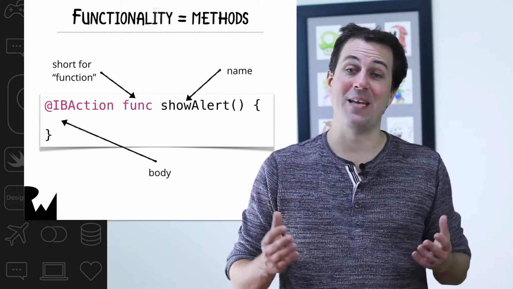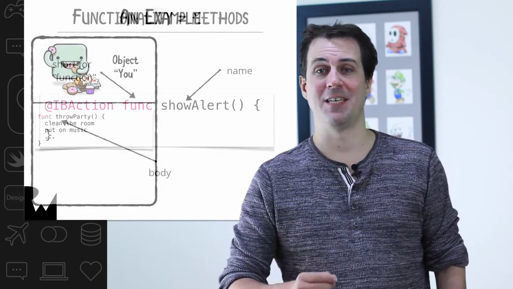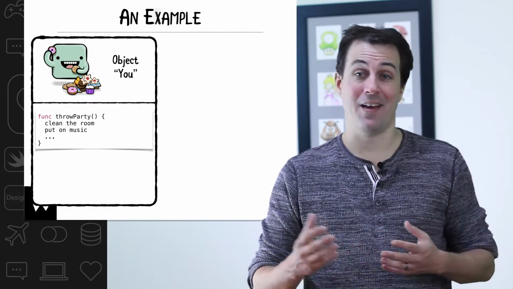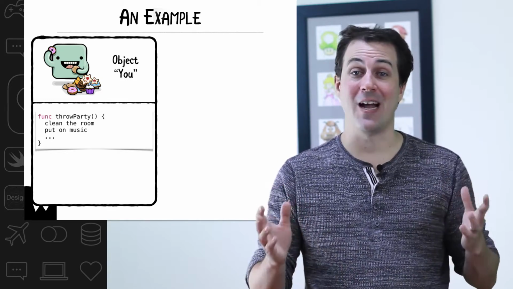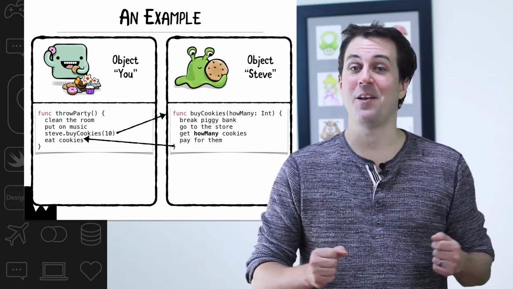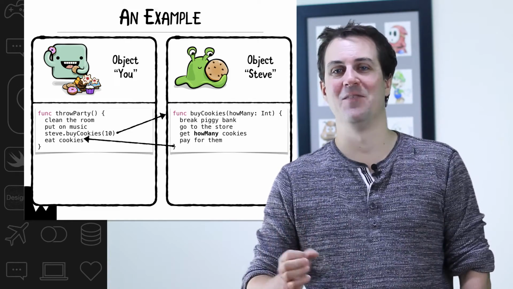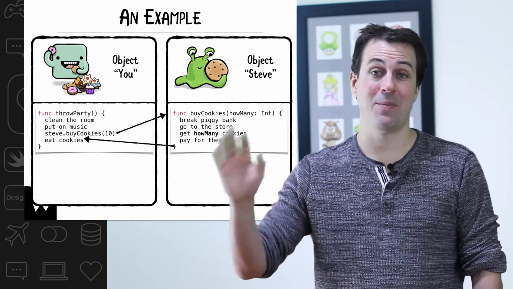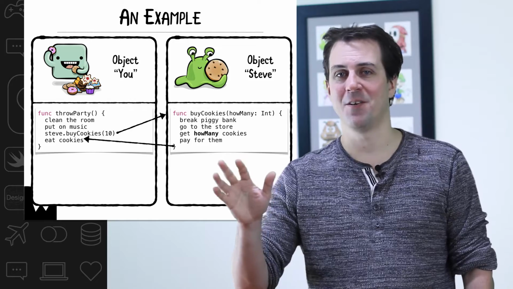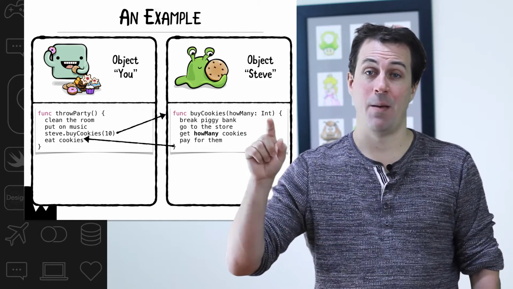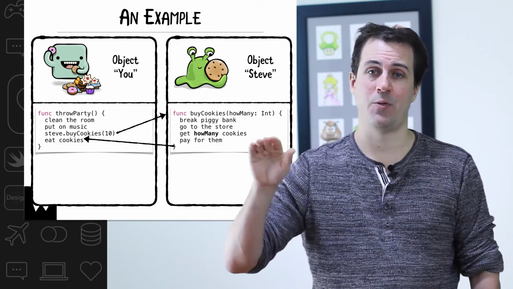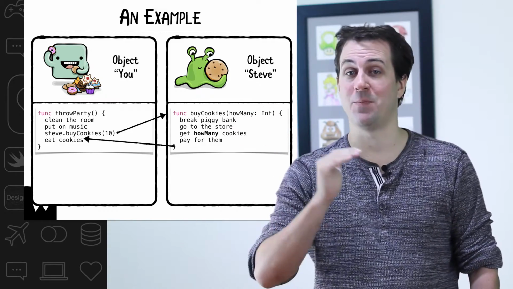This concept of methods may still seem a little bit weird, so here's an example. Imagine that you, or at least an object named you, wants to throw a party. You clean the room, you put on some music, but you forgot to buy cookies. Fortunately, you have another object, a friend named Steve, who lives next to a convenience store. So you send a message to Steve saying, hey, can you bring some cookies? The computer now switches over to Steve and executes his buyCookies method from the top to the bottom. When it's done, it switches back to your code.